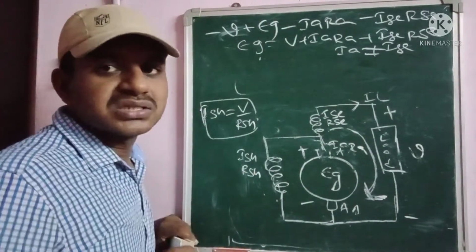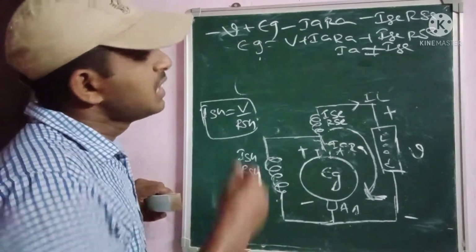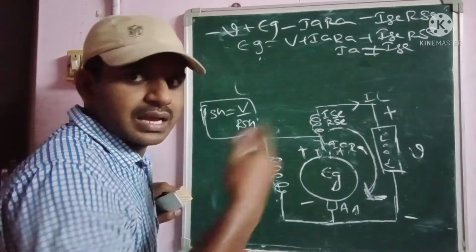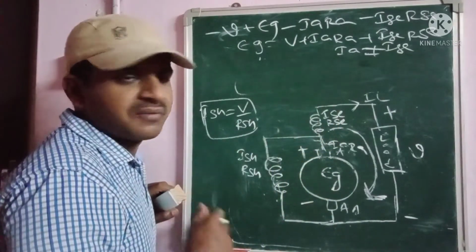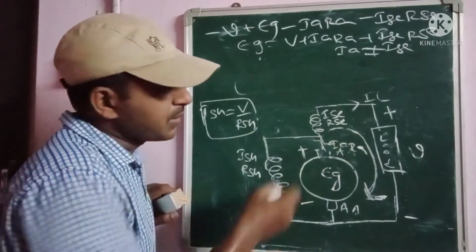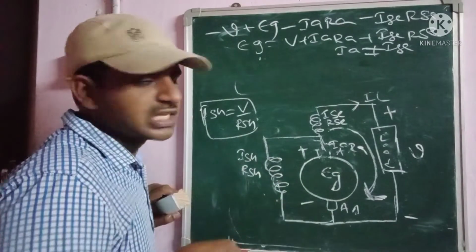In case of the short shunt compound generator, this is very important. Please keep this point in mind. In the long shunt compound generator, IA is equal to ISC. But in the short shunt compound generator, IA is not equal to ISC. Why? Because here the total current splits in parallel.